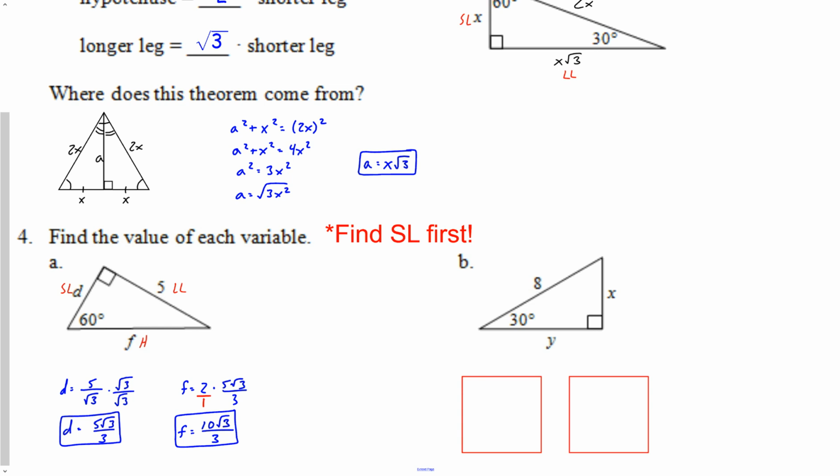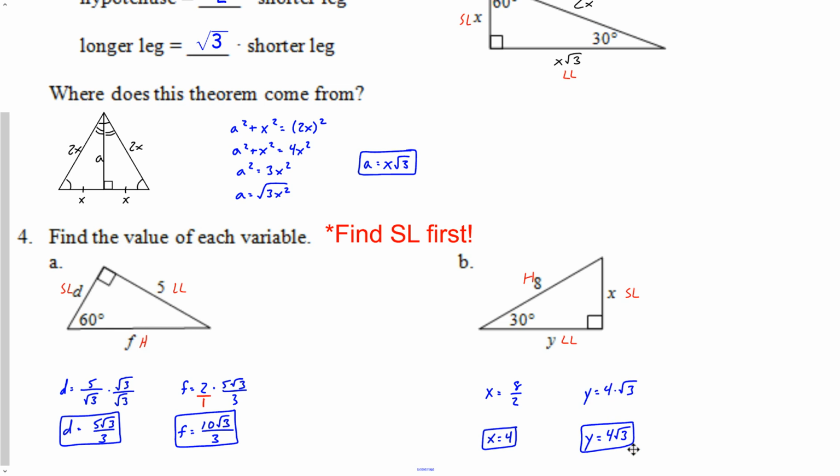Go ahead and try part B on your own. In part B, we're given the hypotenuse. The X variable represents the short leg and the Y variable represents the long leg. So again, not given the short leg, it's got to be the first one that we find. Going from hypotenuse to short leg, you divide by 2. The hypotenuse divided by 2 is the shorter leg, so in this case, X equals 4. And now once we have X equals 4, to go from the short leg to the long leg, we just multiply by the square root of 3. So 4 square root of 3 is the value of Y.